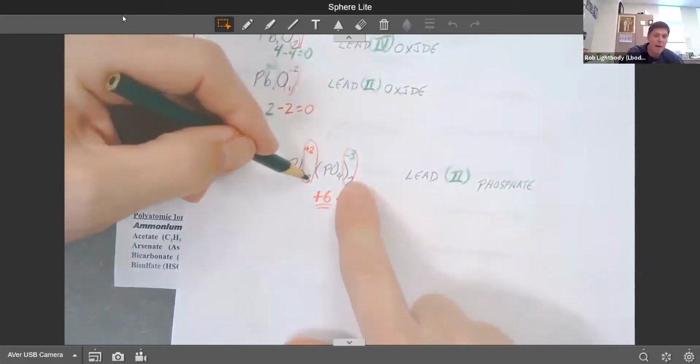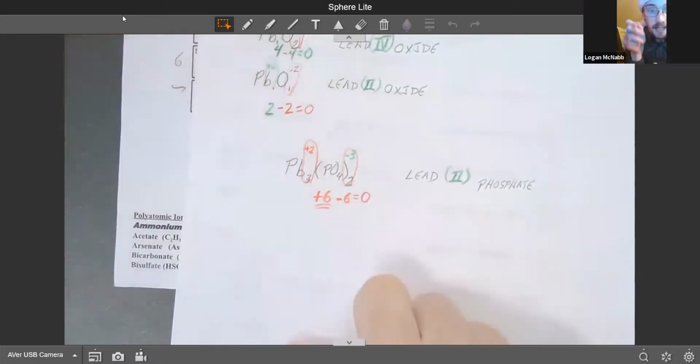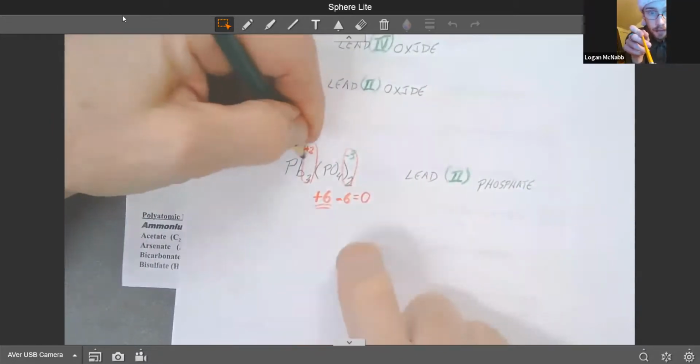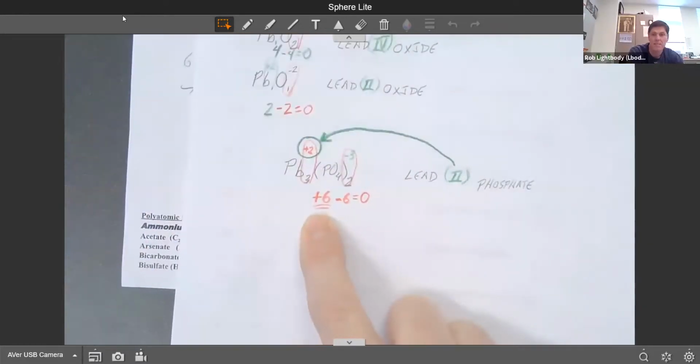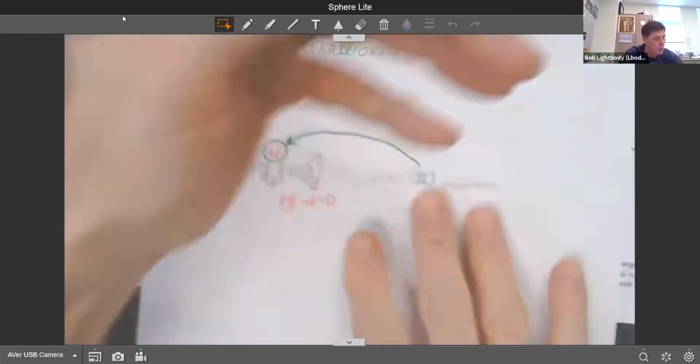Don't worry about these. That Roman numeral 2 means the plus 2 right there. Roman numerals are always charges. And here's the thing, think about it this way.